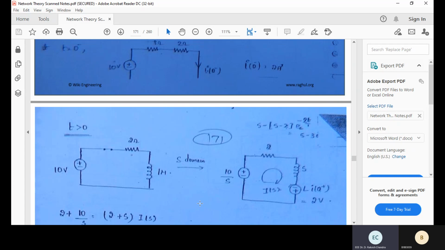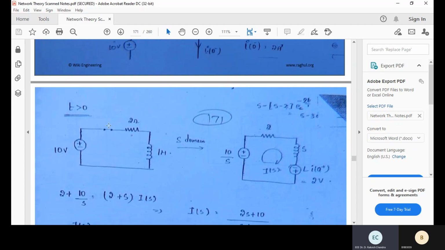The same thing can be done by using the differential equation. By using the differential equation, 10 is equal to 2 into I of t plus L into di by dt, which is 1 into di by dt. This is the differential equation. It will form a linear differential equation.